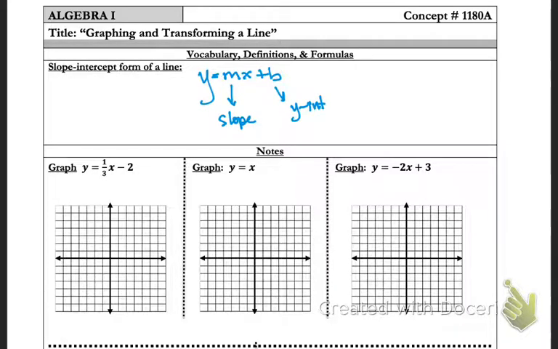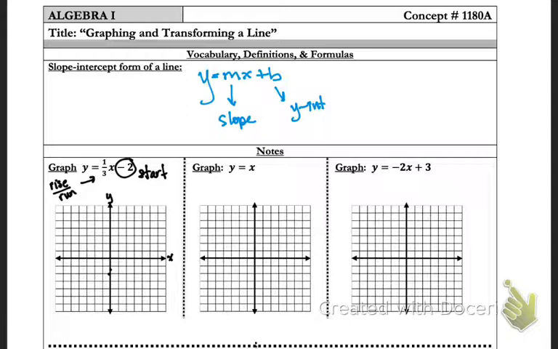In the first example, you can see y = 1/3 x - 2. The slope is 1/3. It's written as a fraction, so we talked about rise over run. And then the y-intercept, or the b value, is -2. When you go to graph these, you always want to start with the y-intercept. So I'm going to start at the origin and go down to -2 on the graph and plot a point.